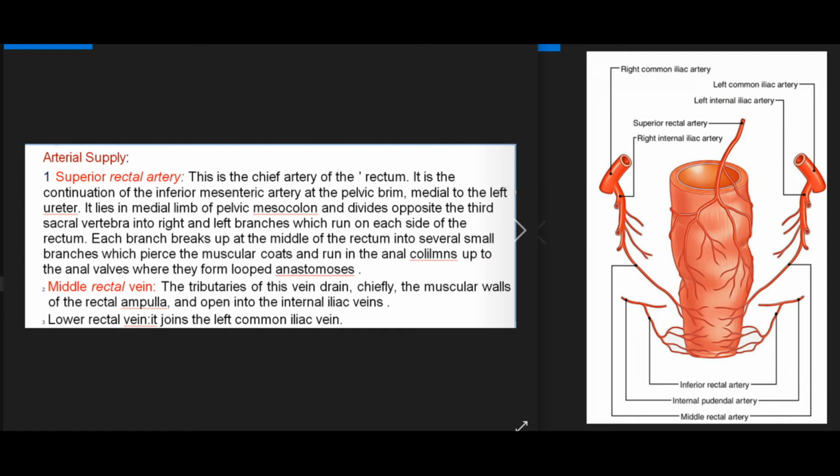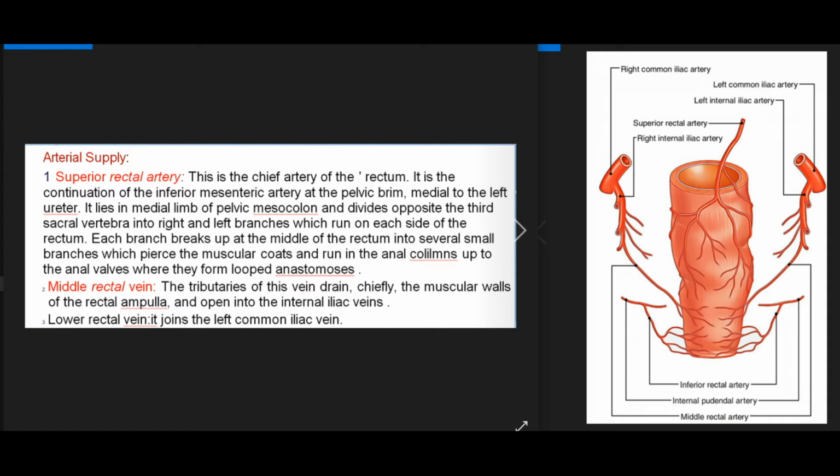Arterial supply. 1. Superior rectal artery. This is the chief artery of the rectum. It is the continuation of the inferior mesenteric artery at the pelvic brim, medial to the left ureter. It lies in the medial limb of the pelvic mesocolon and divides opposite the third sacral vertebra into right and left branches which run on each side of the rectum. Each branch breaks up at the middle of the rectum into several small branches which pierce the muscular coats and run in the anal columns up to the anal valves, where they form looped anastomoses.